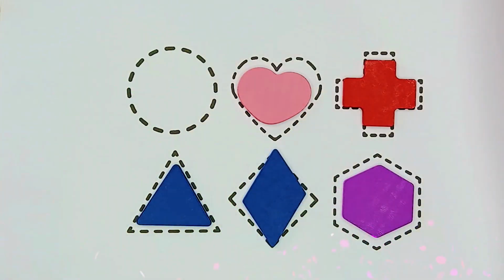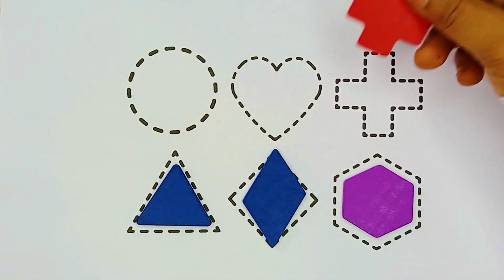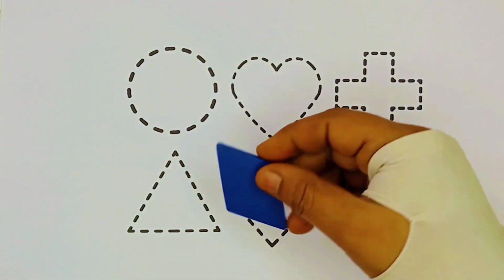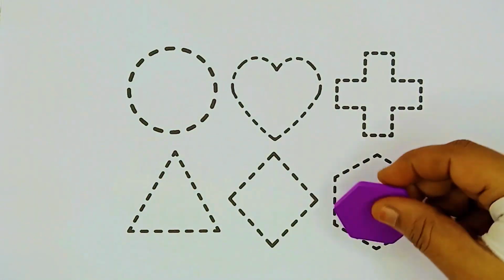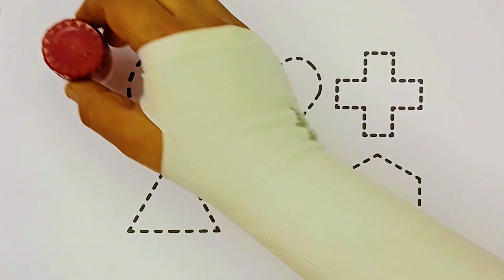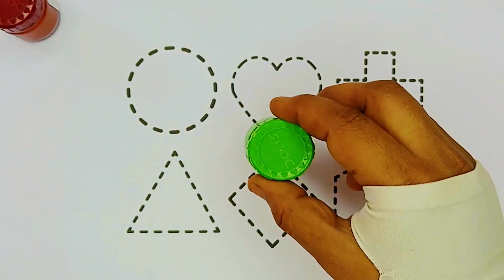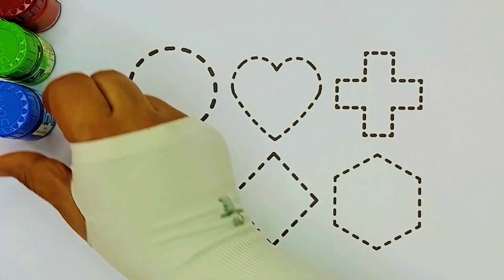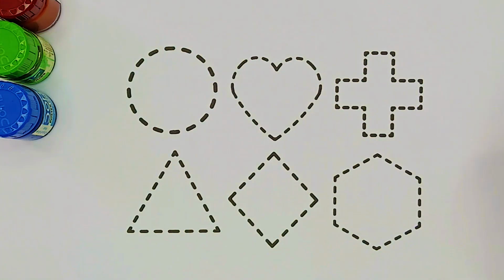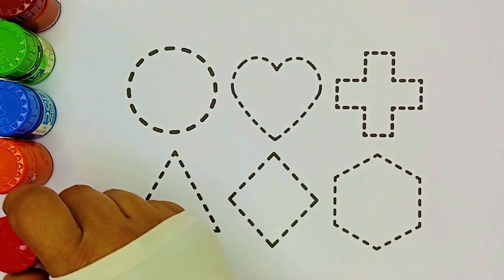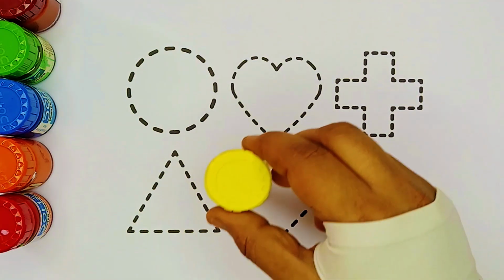Circle. Heart. Cross. Triangle. Rhombus. Hexagon. Brown color. Green color. Mauve color. Orange color. Red color. Yellow color.